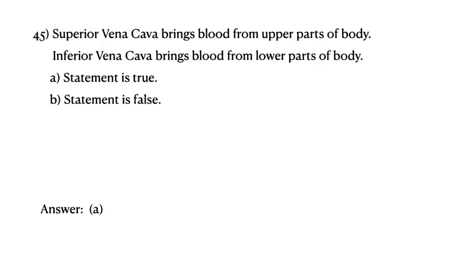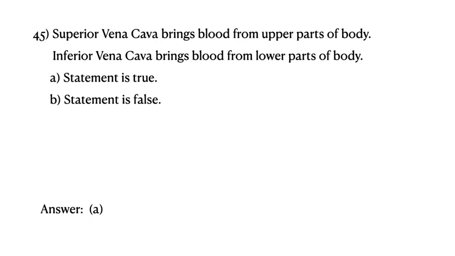Question number 45. Superior vena cava brings blood from upper part of the body. Inferior vena cava brings blood from lower parts of the body. Option A, statement is true. Option B, statement is false. Now here what would be the answer?